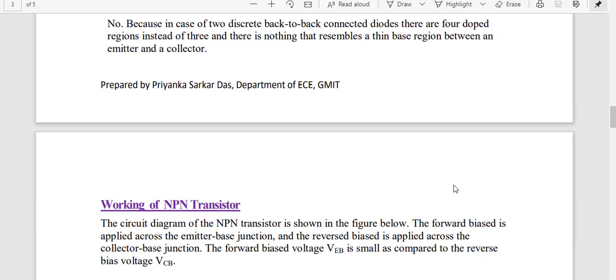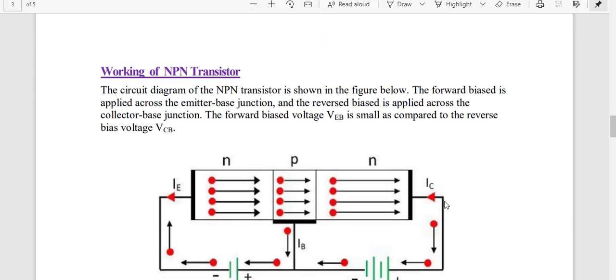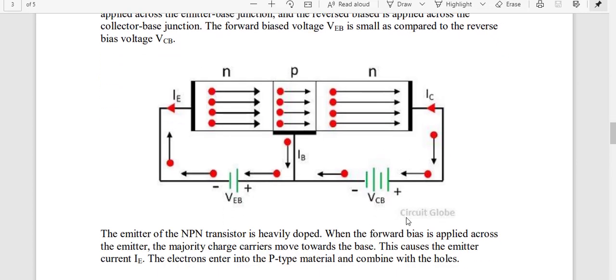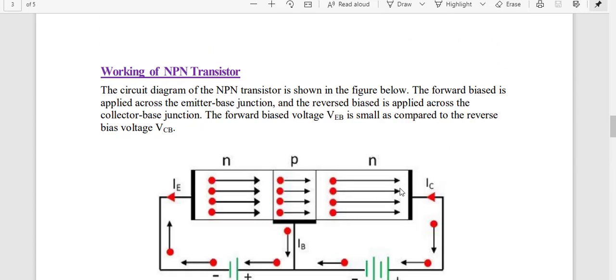Next question is the working principle of an NPN transistor. The working principle is just like your PN junction working principle. That means in an NPN transistor, in N the majority carrier is electron, in P the majority carrier is hole, and again in N the majority carrier is electron.